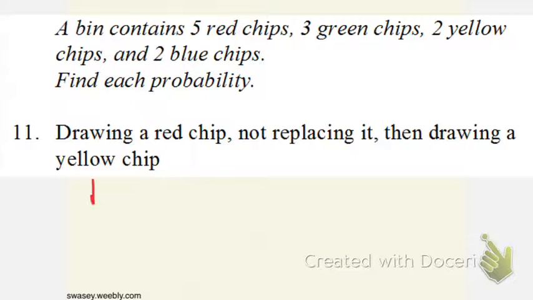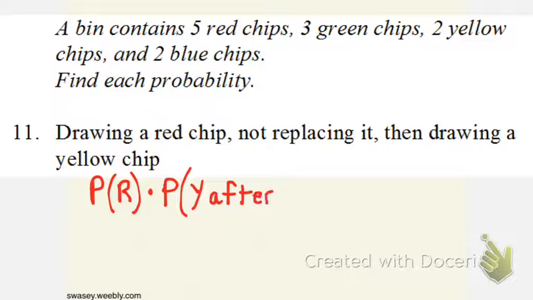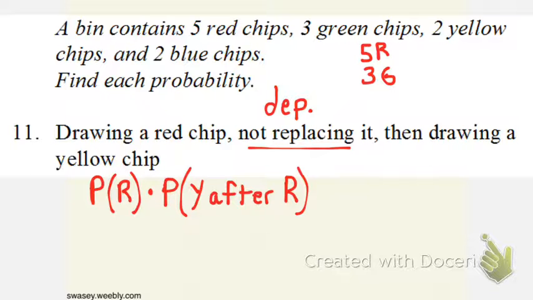Here we'll find the probability of choosing a red, and then probability of choosing a yellow after the red. Now notice that it's not replacement, so that means these are dependent events. You do have to consider what happened on the first one before determining the second probability. So we have 5 red, 3 green, 2 yellow, and 2 blue.